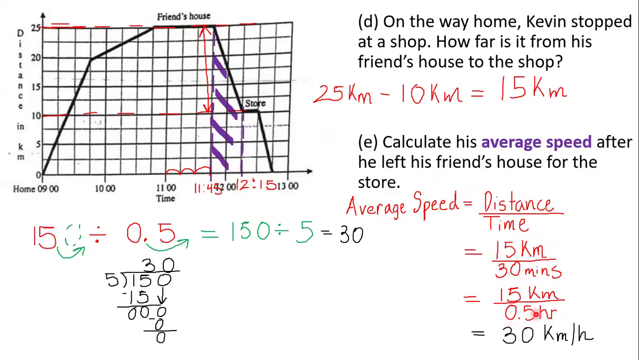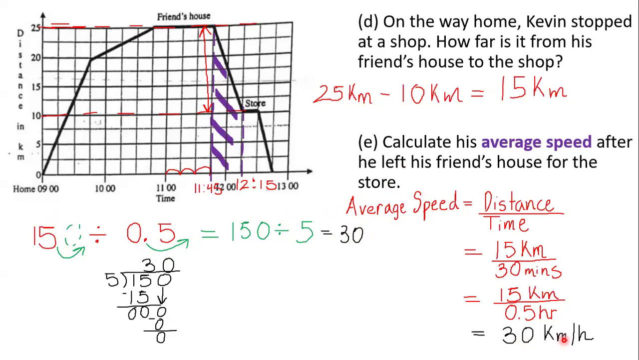Very good. And so we say 15 divided by 0.5 of an hour. It's basically taking 15 and dividing it by 0.5. We're going to move the decimal over to the right. When we move it over to the right, that's going to be 150 divided by 5, which gives us 30. And so the answer is 30 kilometers per hour. Again, 30 kilometers per hour.